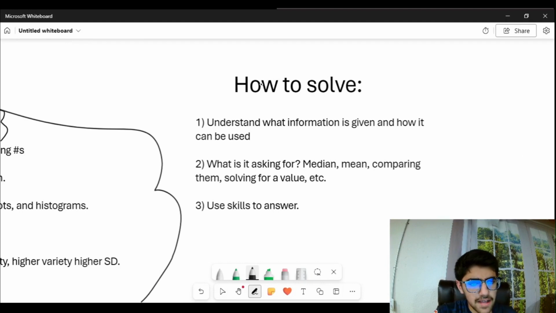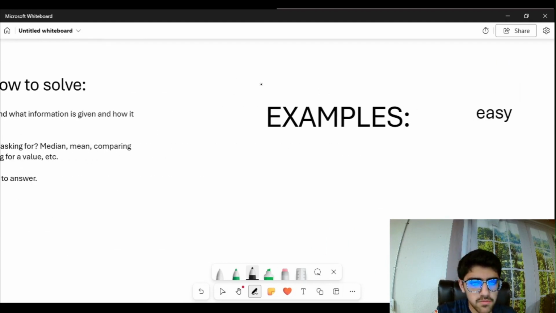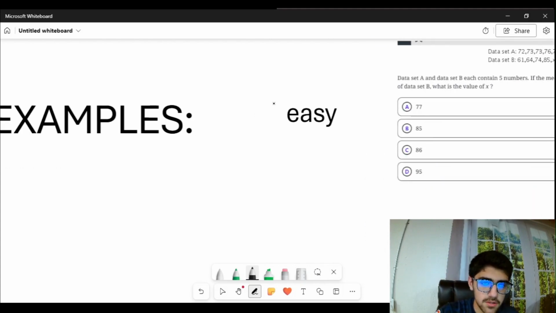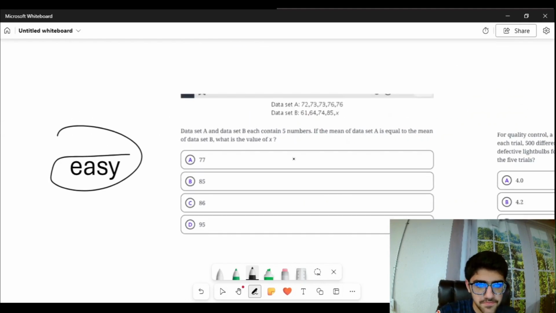So that's it for the explanation. Let's move on to examples. As usual, please make sure to try the examples on your own before watching me explain, because you will not learn from watching me explain anything. You'll just gain a false sense of understanding. So as usual, we do 2 easy questions, 2 medium questions, 1 hard question, and let's get started.